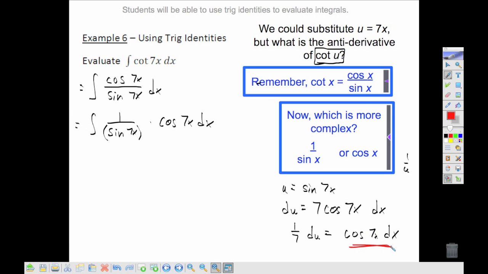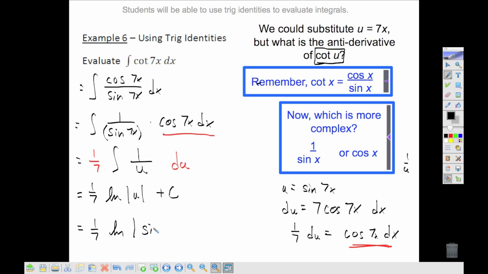Okay, so now we have a very clear substitution. This will get rid of our cosine here if I substitute 1 over 7 du. That means what I've substituted was that sine of 7x is now my u. I can take the antiderivative of that using natural log. Remember to use the absolute value of that natural log, plus c, and then we can plug in our original function. Our u was sine of 7x.